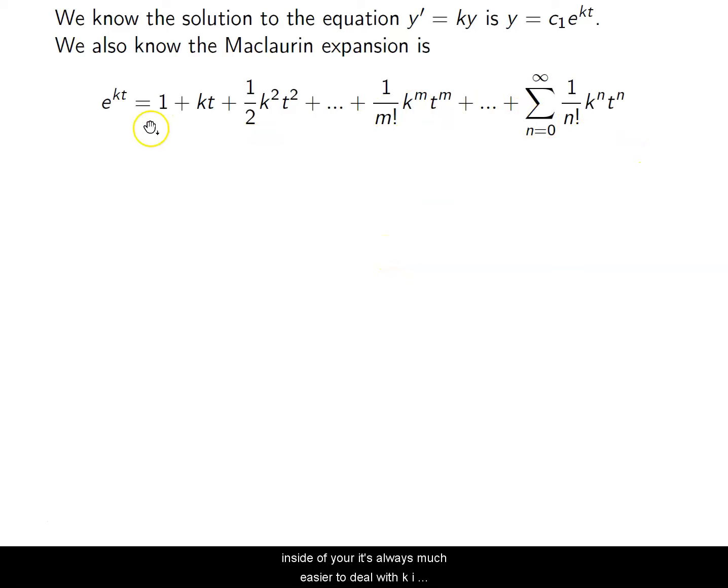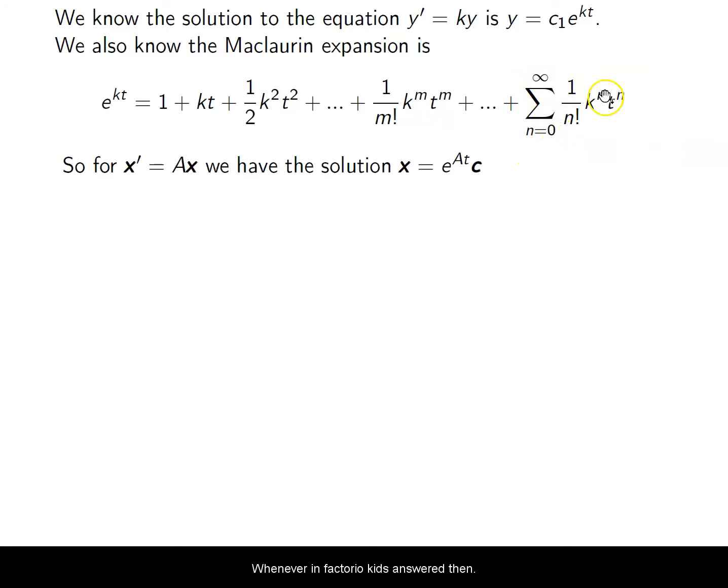I can compute this sum in its indexed form with our series here, right? Our sigma being from n equals 0 to infinity, 1 over n factorial, k to the n, t to the n.